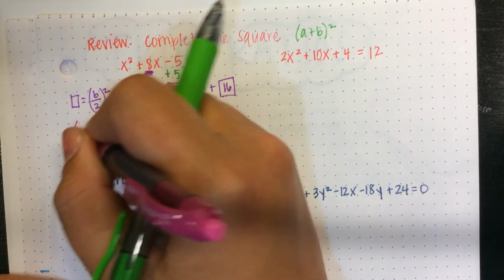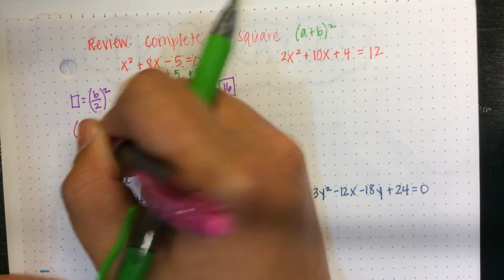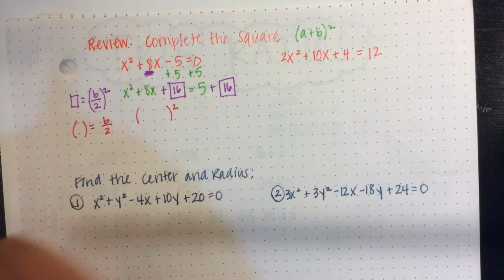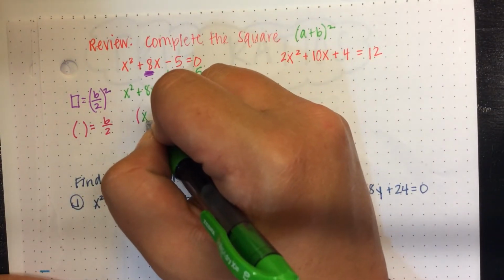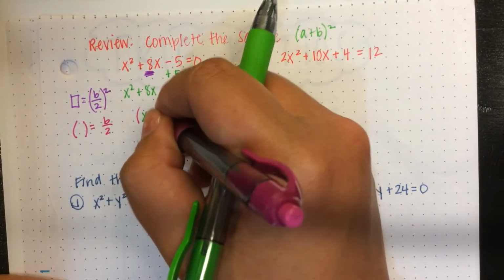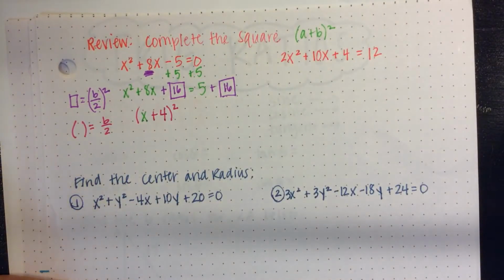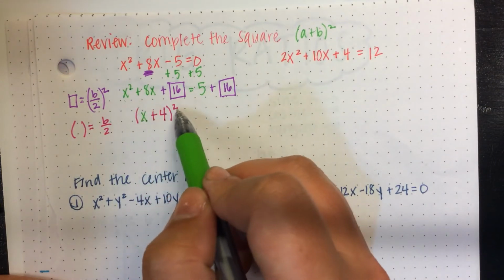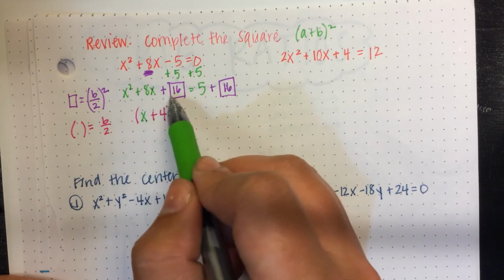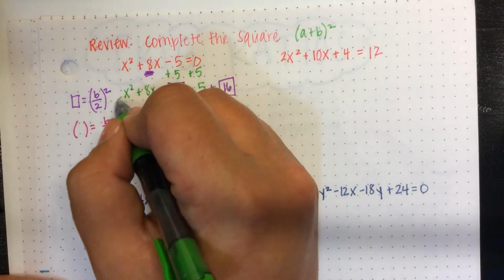So to figure out what goes in the parentheses, we do b divided by 2, right? And what I mean by that is that I'm always going to have an x here, and then I'm going to take whatever my b divided by 2 is. So I'm going to put a plus 4. That's the same thing. If I were to do x plus 4 squared, I would get x squared plus 8x plus 16. So these two are equal.